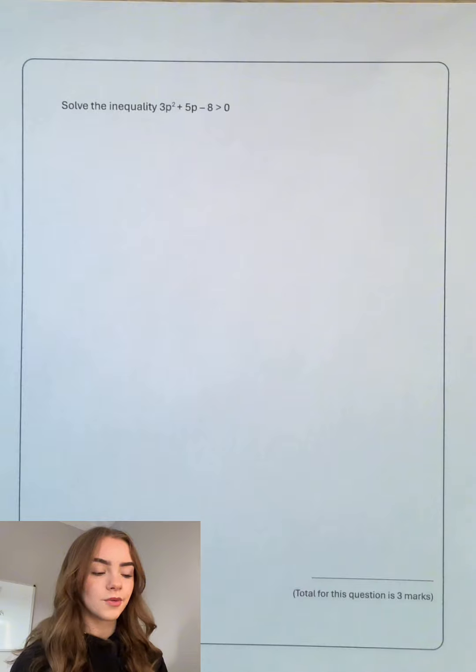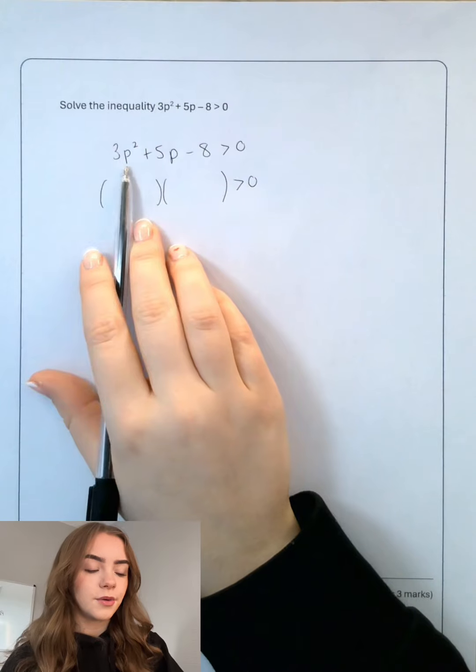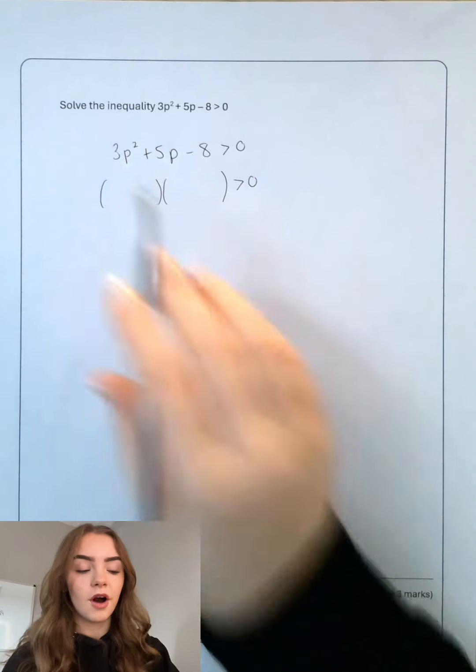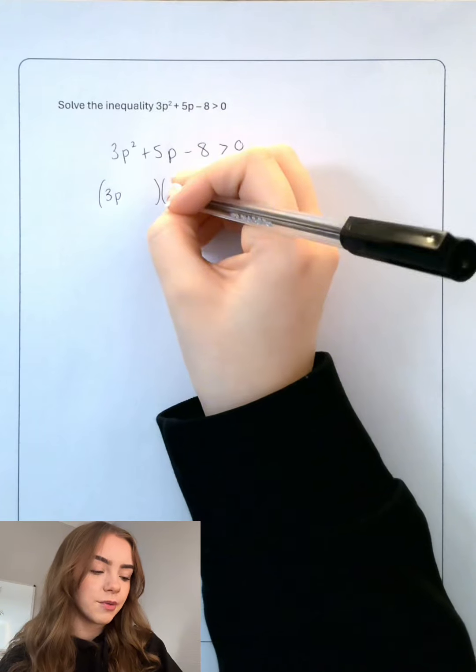Since this is a quadratic inequality, we'll start by factorising our quadratic into double brackets. To get 3p squared, the only factors of 3 are 1 and 3. So one of our brackets will have 3p and in the other we'll have 1p.